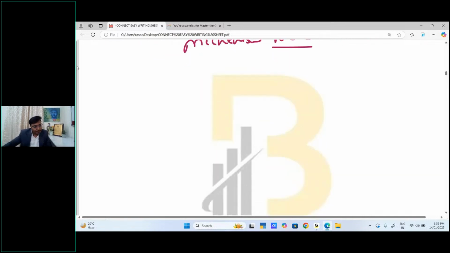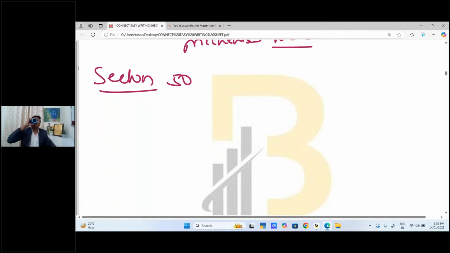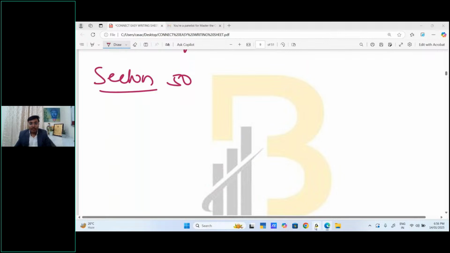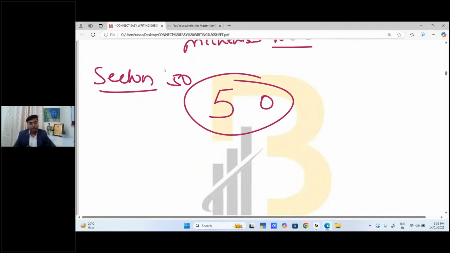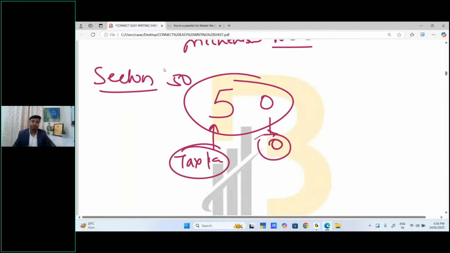Section 50. Sir, just look at the number 50. Suppose the tax liability was 5, but the taxpayer has paid only 0.